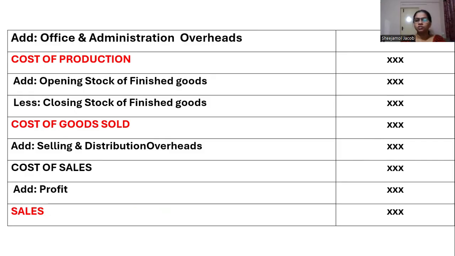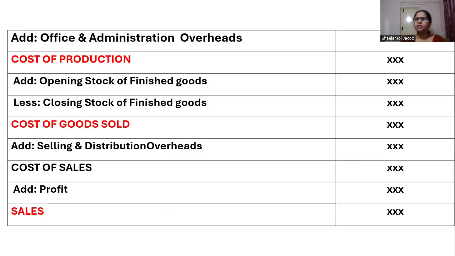So the major results of this cost sheet are prime cost. After the direct expenses part, you get the result as prime cost. Then you add factory overheads. If there is any work in progress adjustment, you have to add opening work in progress and deduct the closing work in progress. You get the result as works cost or factory cost. The next part is office and administration overheads. All the office and administration expenses you have to add. Then you get cost of production. If there is any finished goods adjustment, you have to add opening stock of finished goods and deduct closing stock of finished goods. You get cost of goods sold.